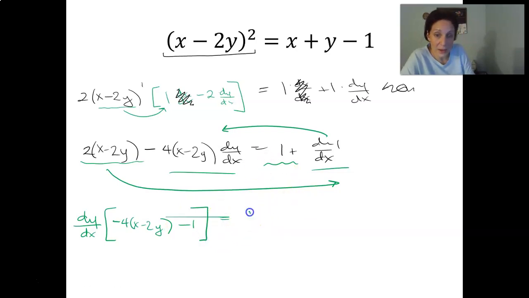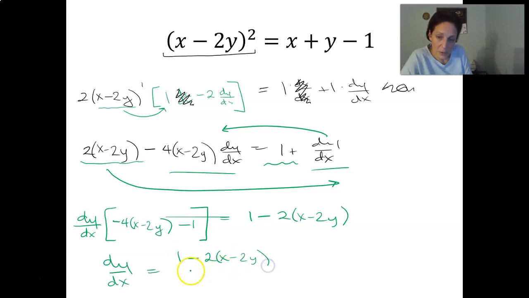On the other side, I still have my 1, and I'll bring this over, so it will be minus 2(x minus 2y). And again, the last step is the same every time. To get my dy/dx, I'm just going to divide through by this. So I get dy/dx equals 1 minus 2(x minus 2y) all over negative 4(x minus 2y) minus 1. I'm done.